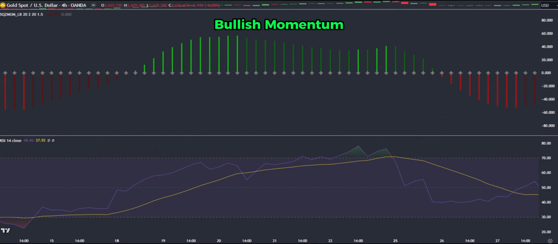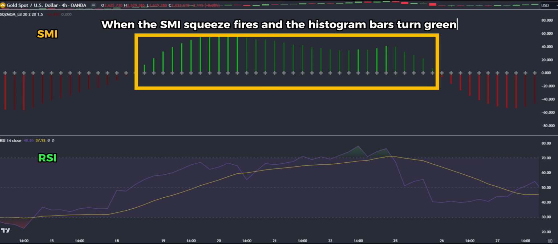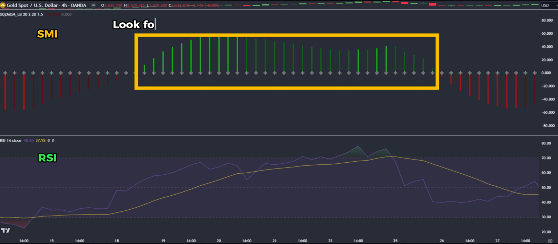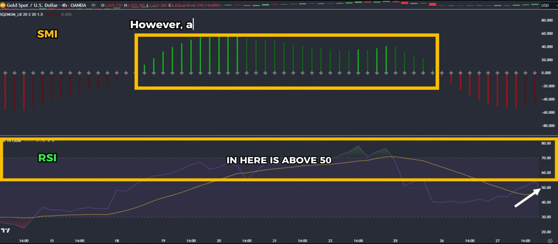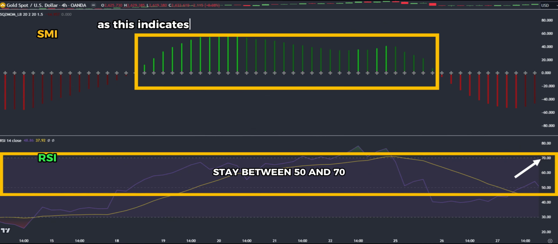For bullish momentum: when the SMI squeeze fires and the histogram bars turn green, indicating bullish momentum, confirm with the RSI. Look for RSI values above 50, which signal the bullish zone. However, avoid entering trades if the RSI is above 70, as this indicates overbought conditions and a potential reversal.